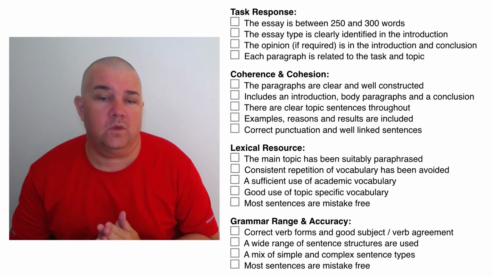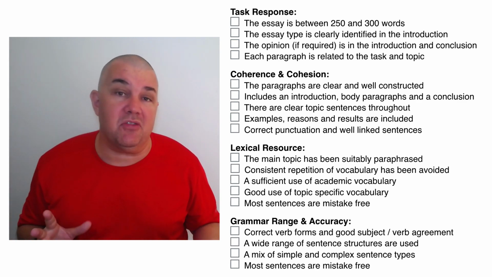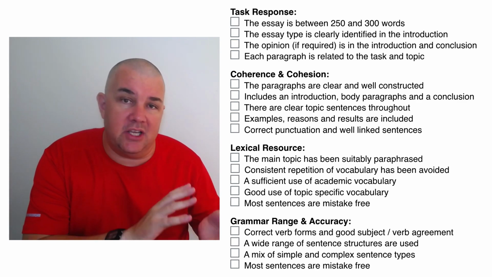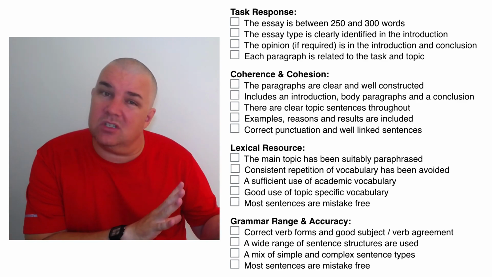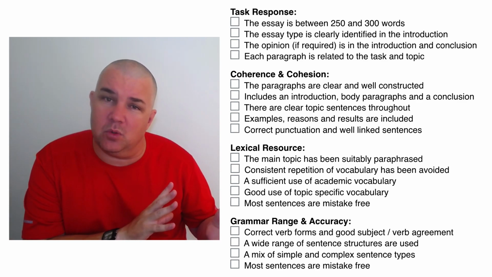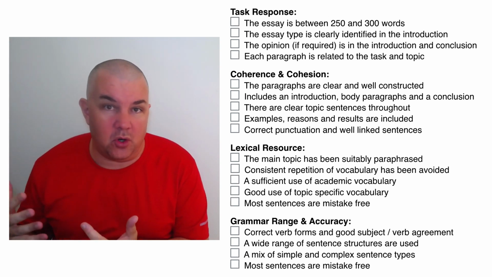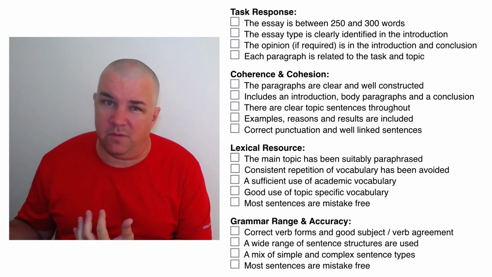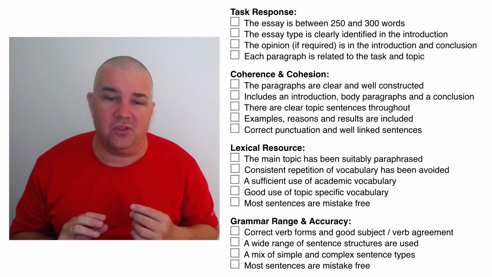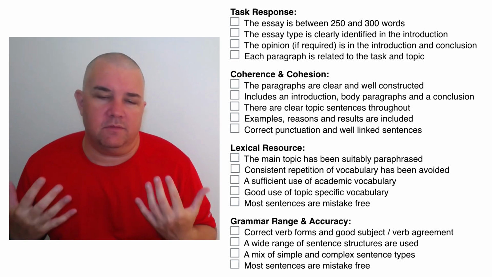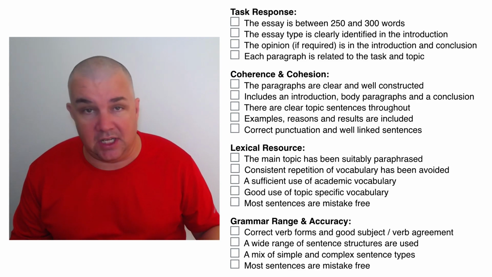Won't work. Mix of simple and complex sentences. So this comes down to length as well. My recommendation is 15 to 30 words in a sentence. That means you're going to have shorter, simple sentences with around 15 words and more complex sentences with more ideas, around 30 words. Could be a little bit over, but don't go 50 or 60 words. That's not complex. That's complicated. We don't want that. Similar with the vocabulary mark, most sentences are mistake-free, so grammar mistakes.